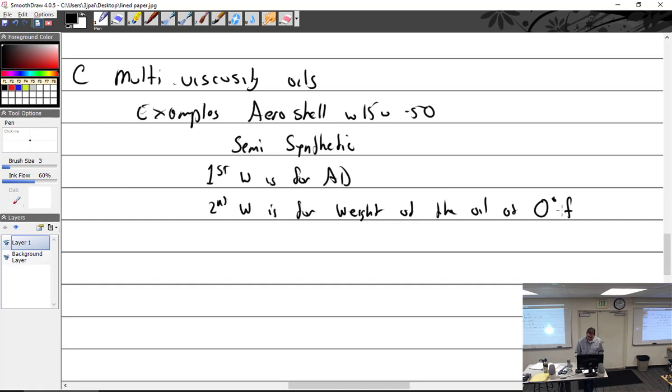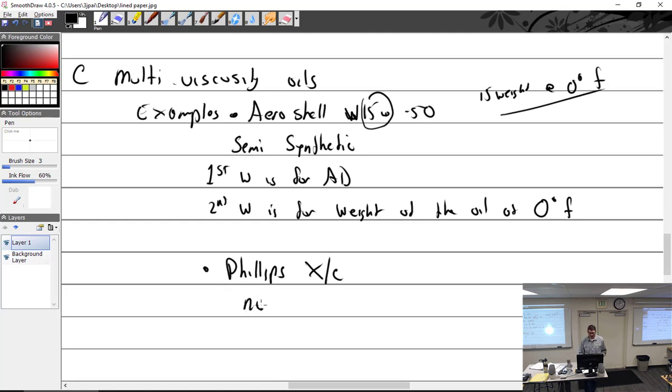I wrote, some people say this W stands for winter. So one W stands for the fact that it's 80 oil. The other one is so that's 15 weight. So it'll be 15 weight at 0 degrees F. There, that's what it stands for. So we had Aeroshell and Phillips. XC is non-synthetic.